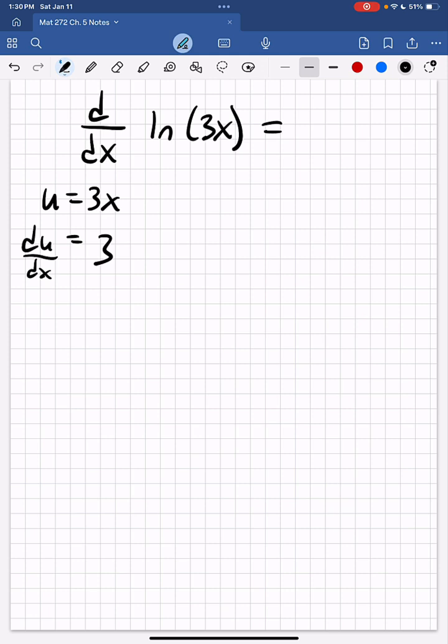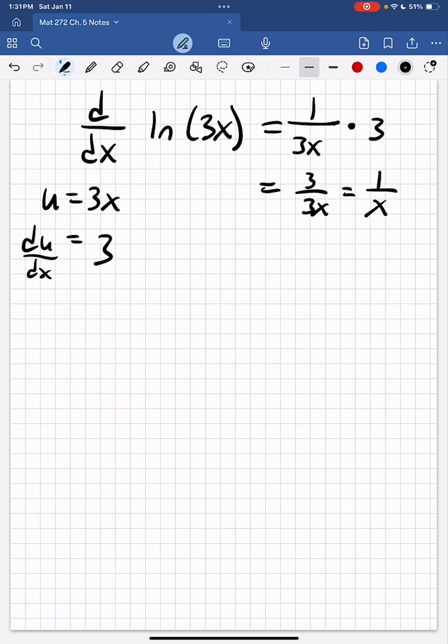Okay. So I can just plug that in. So I know that I'm going to have 1 over u times du dx, which is 3, which is 3 over 3x, which is just 1 over x. Okay.